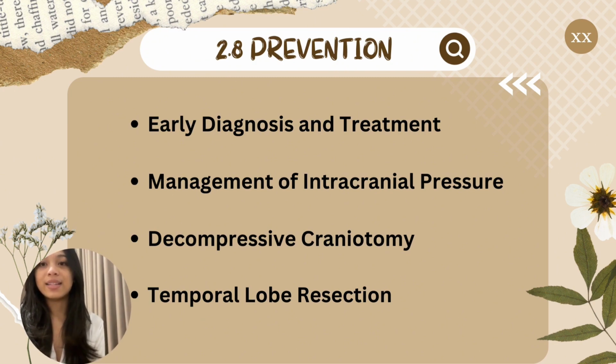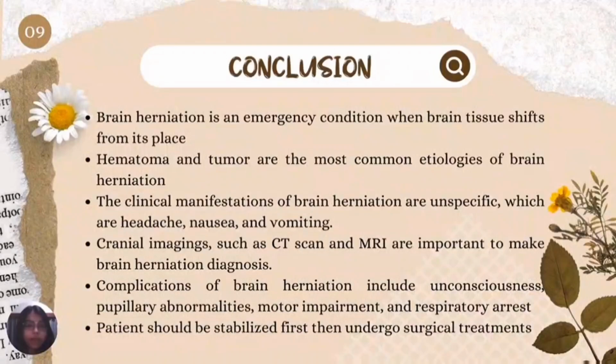First, early diagnosis and treatment of conditions that can cause increased intracranial pressure. Second, management of increased intracranial pressure, which involves the maintenance of an adequate cerebral perfusion pressure, prevention of intracranial hypertension, and optimization of oxygen delivery. The third is decompressive craniotomy, and the last one is partial or total resection of the temporal lobe. Thank you.